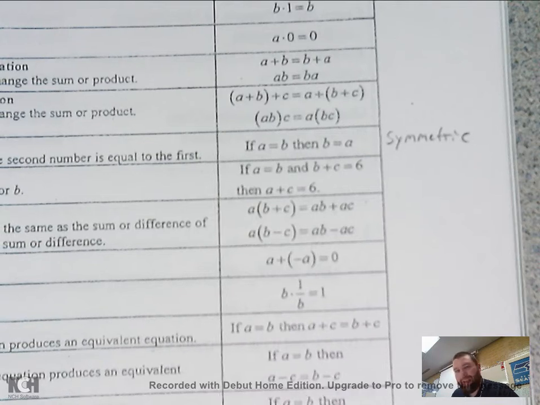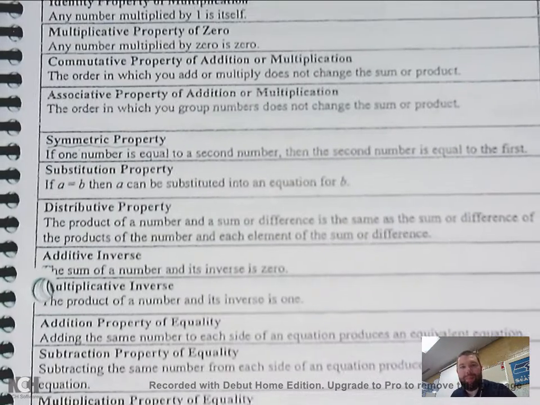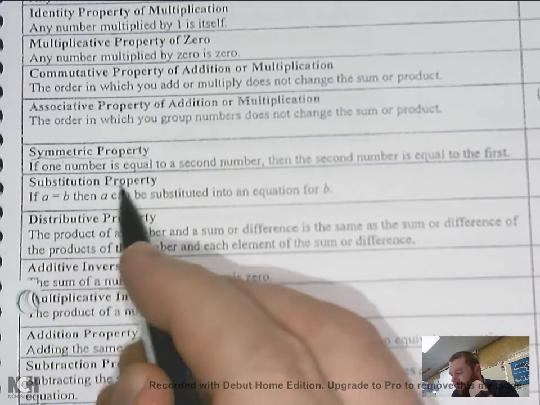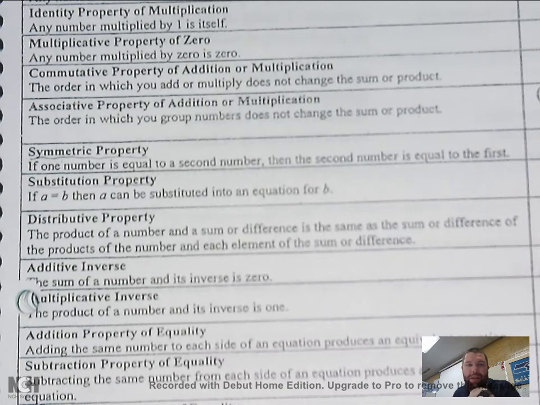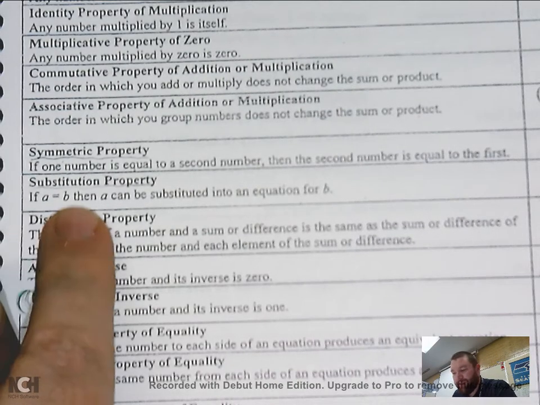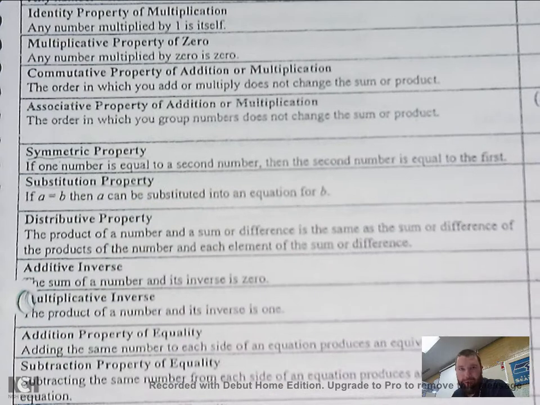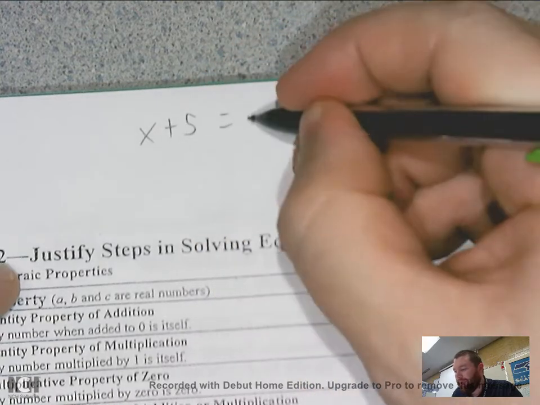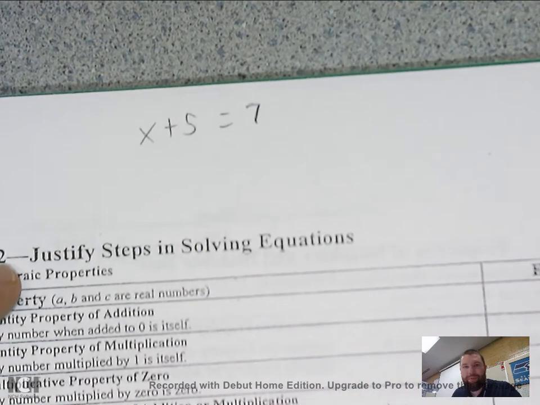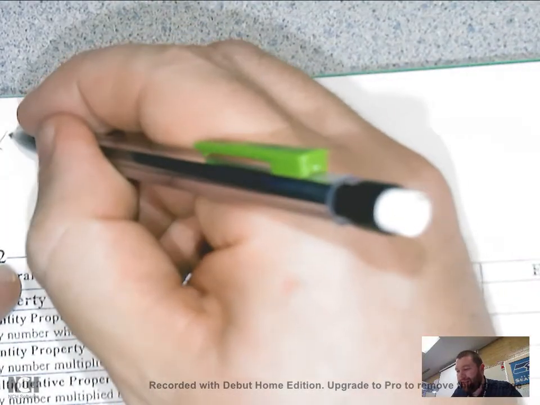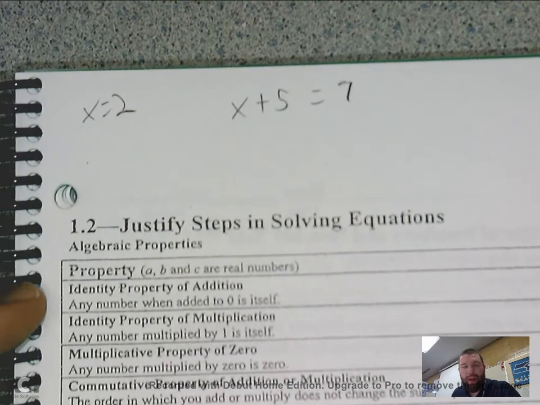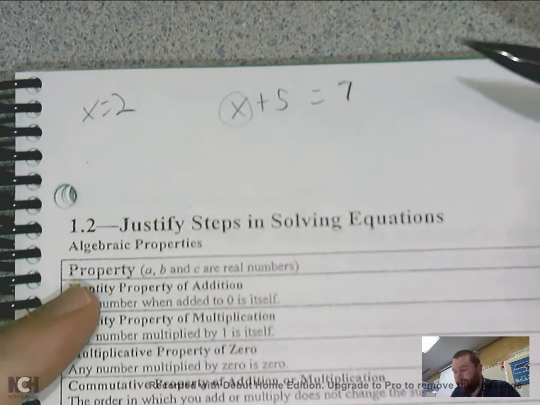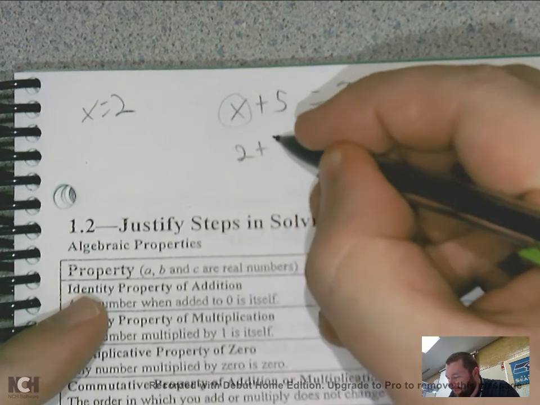The next one, and actually, let's talk about this a little bit too. This isn't one that you're going to necessarily need to know specifically today, but the substitution property basically means that if you know one number is equal to something, then you can substitute that number in for it. So let's say I have x plus 5 is equal to 7. Okay? And I know that x is equal to 2. Well, if I know that, then I can replace this x here with 2, and it would be the exact same, right? I could say 2 plus 5 equals 7.